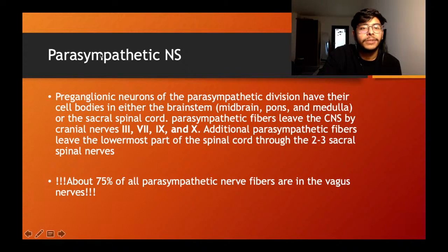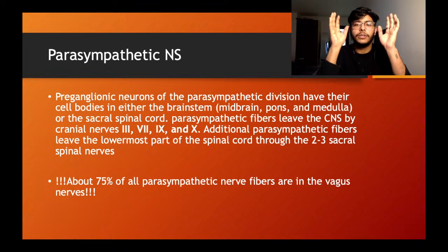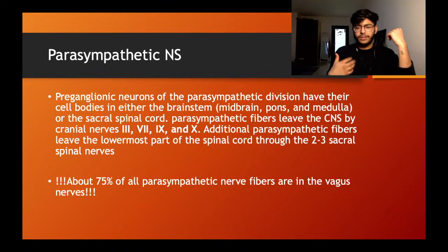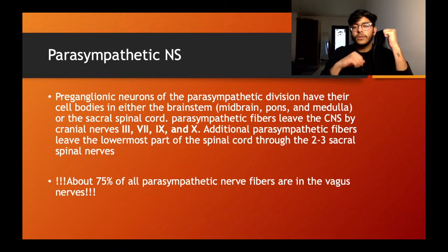Now, one really interesting concept is that 75% of all parasympathetic innervation is through the vagus nerve. If that doesn't blow your mind, I don't know what can, because the vagus nerve starts in the brainstem and somehow supplies the heart, the lungs, the GIT, and a bit of the intestinal systems. So there's a reason it's called the vagus nerve, or the wandering nerve in Latin.